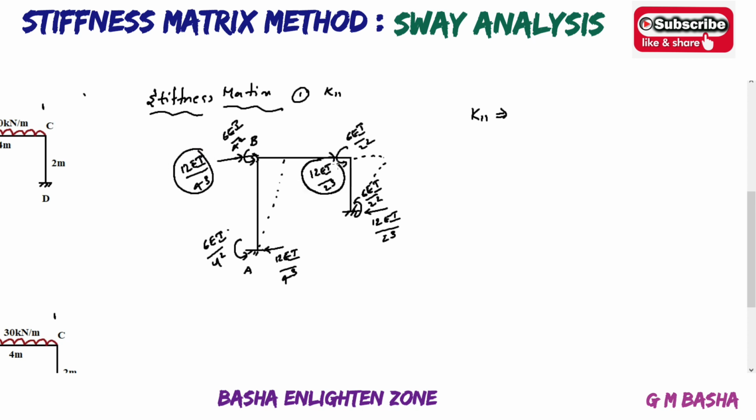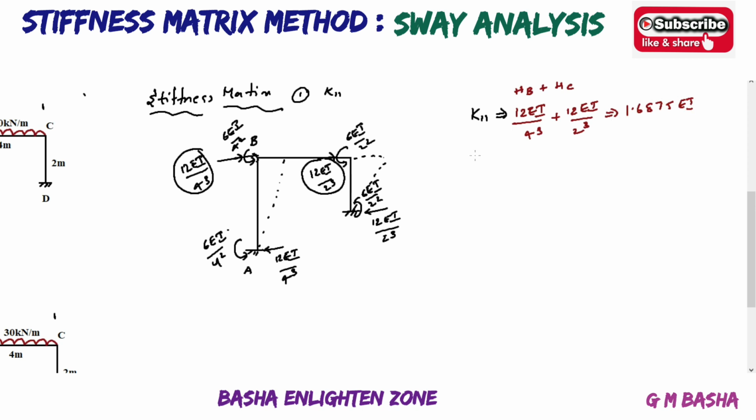Directly take down this one. So what about K11? 12 EI by 4 cube, 12 EI by 2 cube. So that is HC plus HD, HB plus HC. That is 12 EI by 4 cube plus 12 EI by 2 cube. So that is your K11 forces. So if you simplify, how much you will get? It will be around 1.6875 EI.